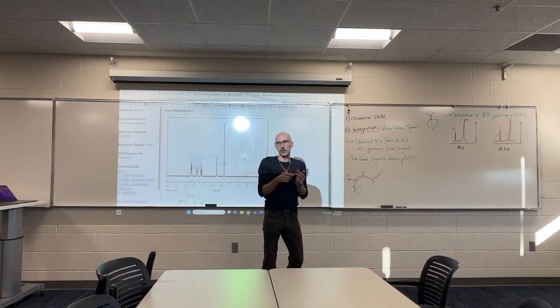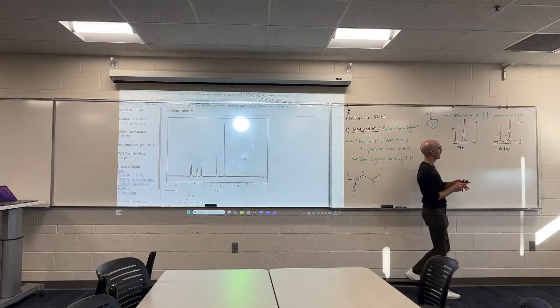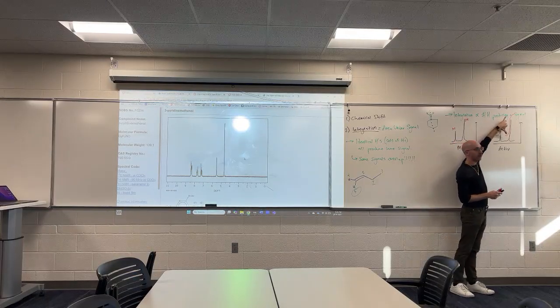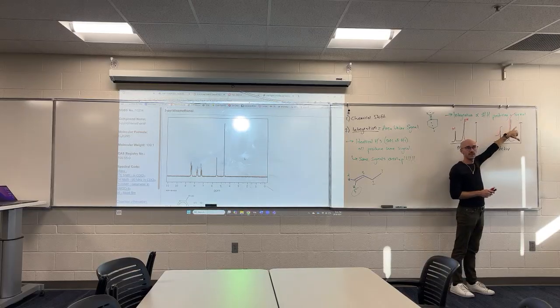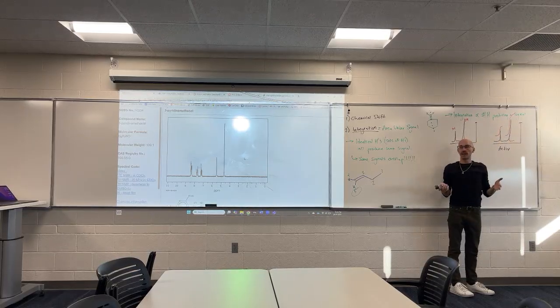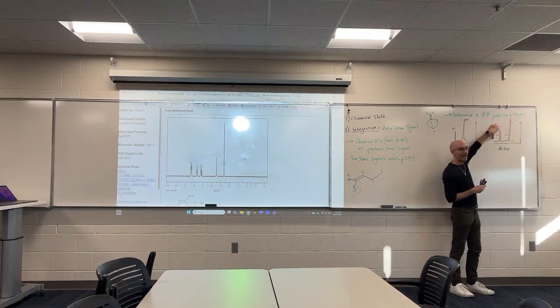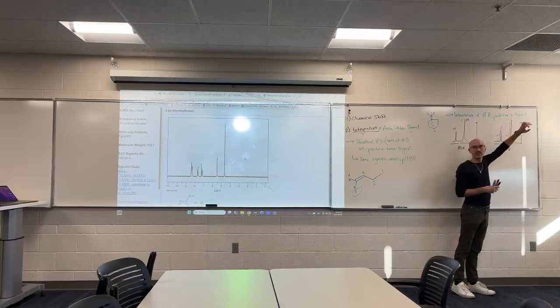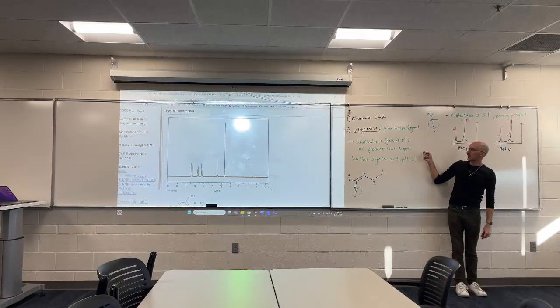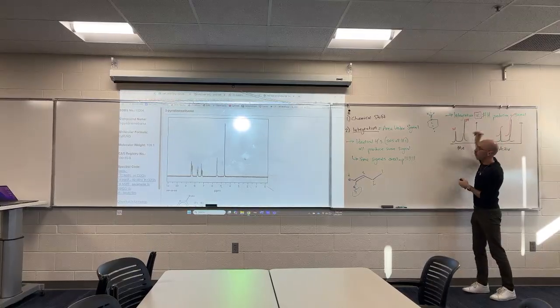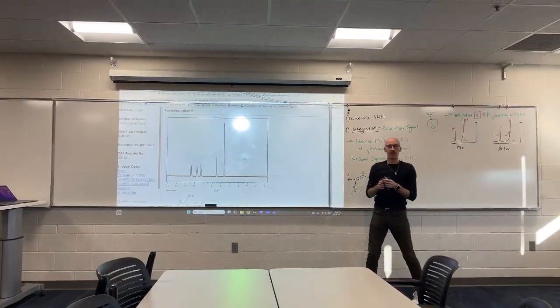which is a mathematical function. But it's saying that this signal has about this much height rather than this signal whose integration is twice as tall. It doesn't give you a number, it gives you a ratio. About half, about twice. And that's because integration is proportional to the number of hydrogens.